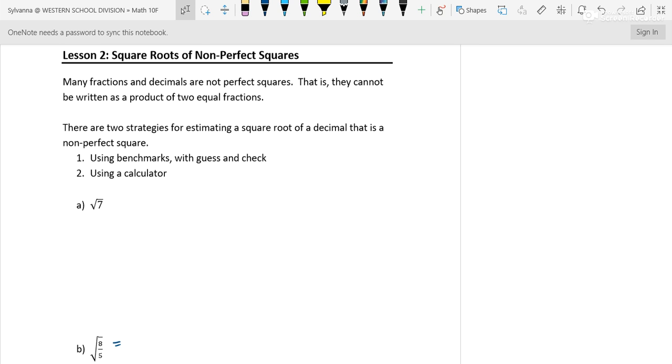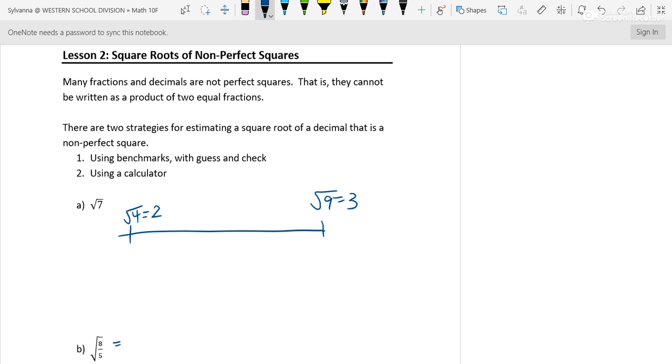So for this first example, we're going to find the root of 7. The first thing you want to do is think where root 7 would fall in between two perfect squares. So root 7 falls in between the root of 4, which is a perfect square, and the root of 9. So the root of 4 is 2, and the root of 9 is 3. And I know that root 7 falls in between this.